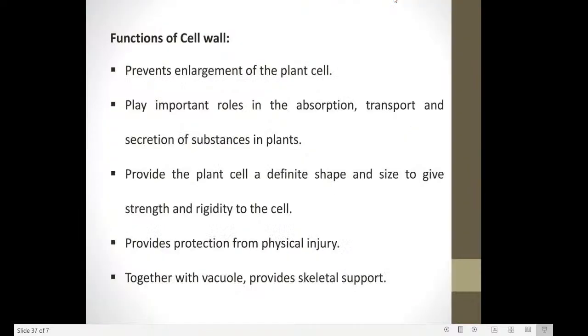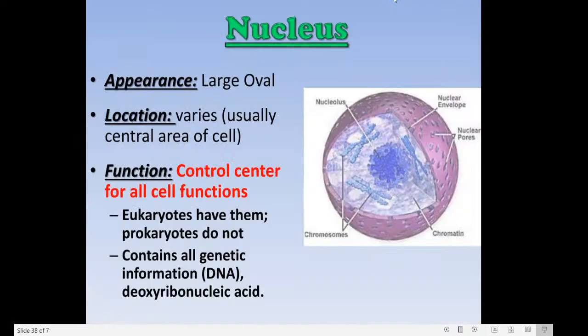What is the function of the cell wall? It helps prevent enlargement, and regulates absorption and transport of molecules. It helps to define shape and size, provides protection from physical injuries to organelles, and together with the vacuole provides skeletal support. Then after understanding the cell wall and its function, we want to know about the nucleus.